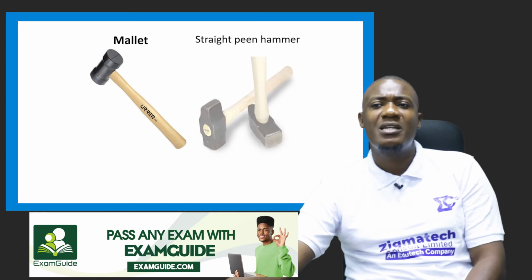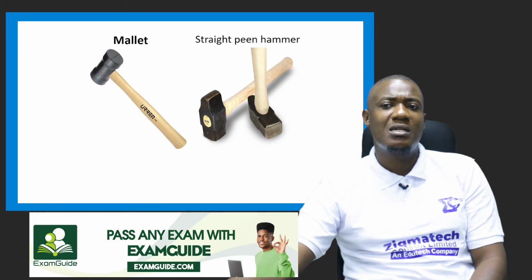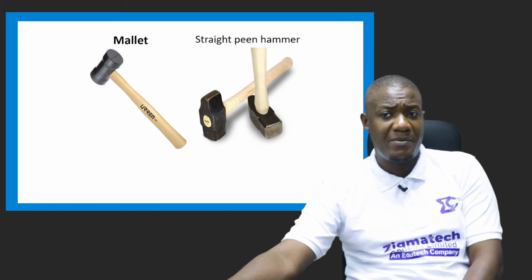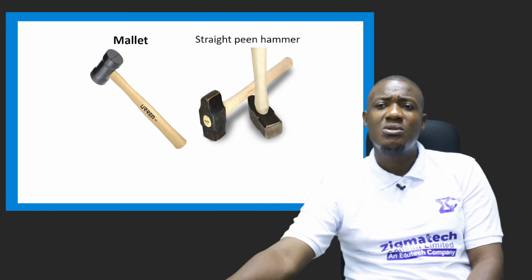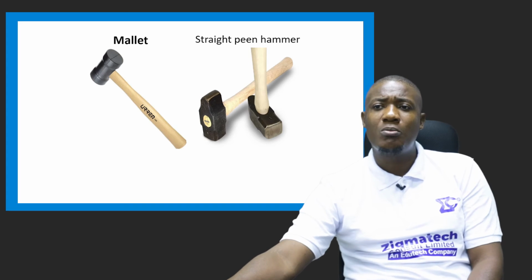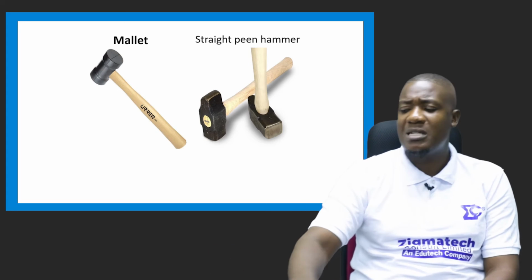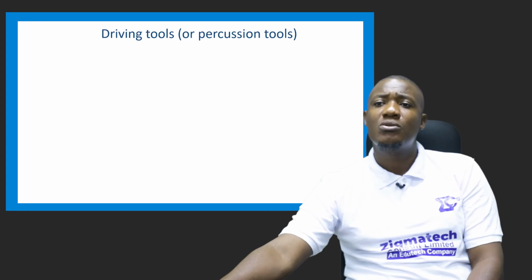You can see it here. Okay, you can see the mallet here. That's the straight pen hammer there that we use to straighten some part of the nail that we want to drive into the wood.